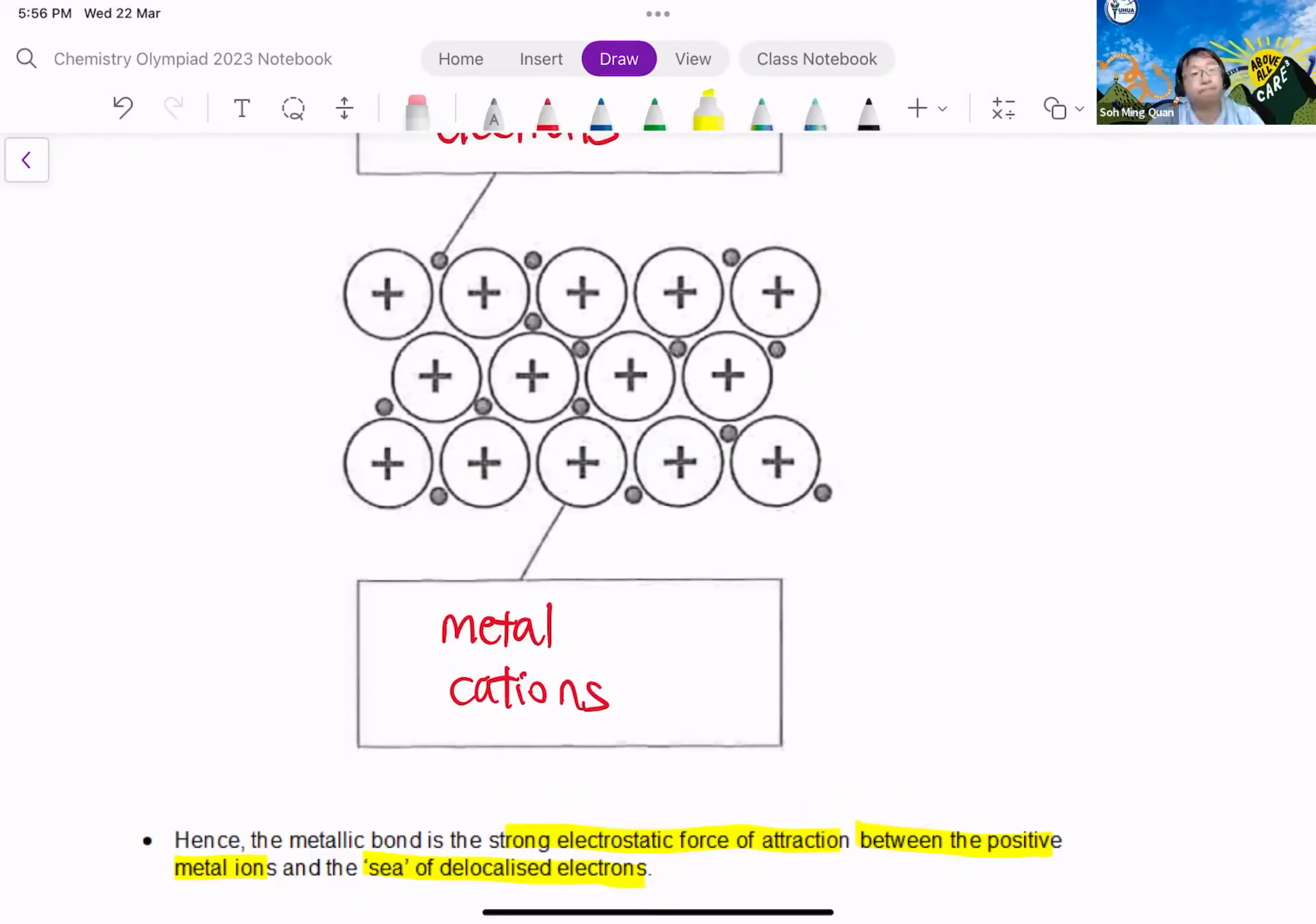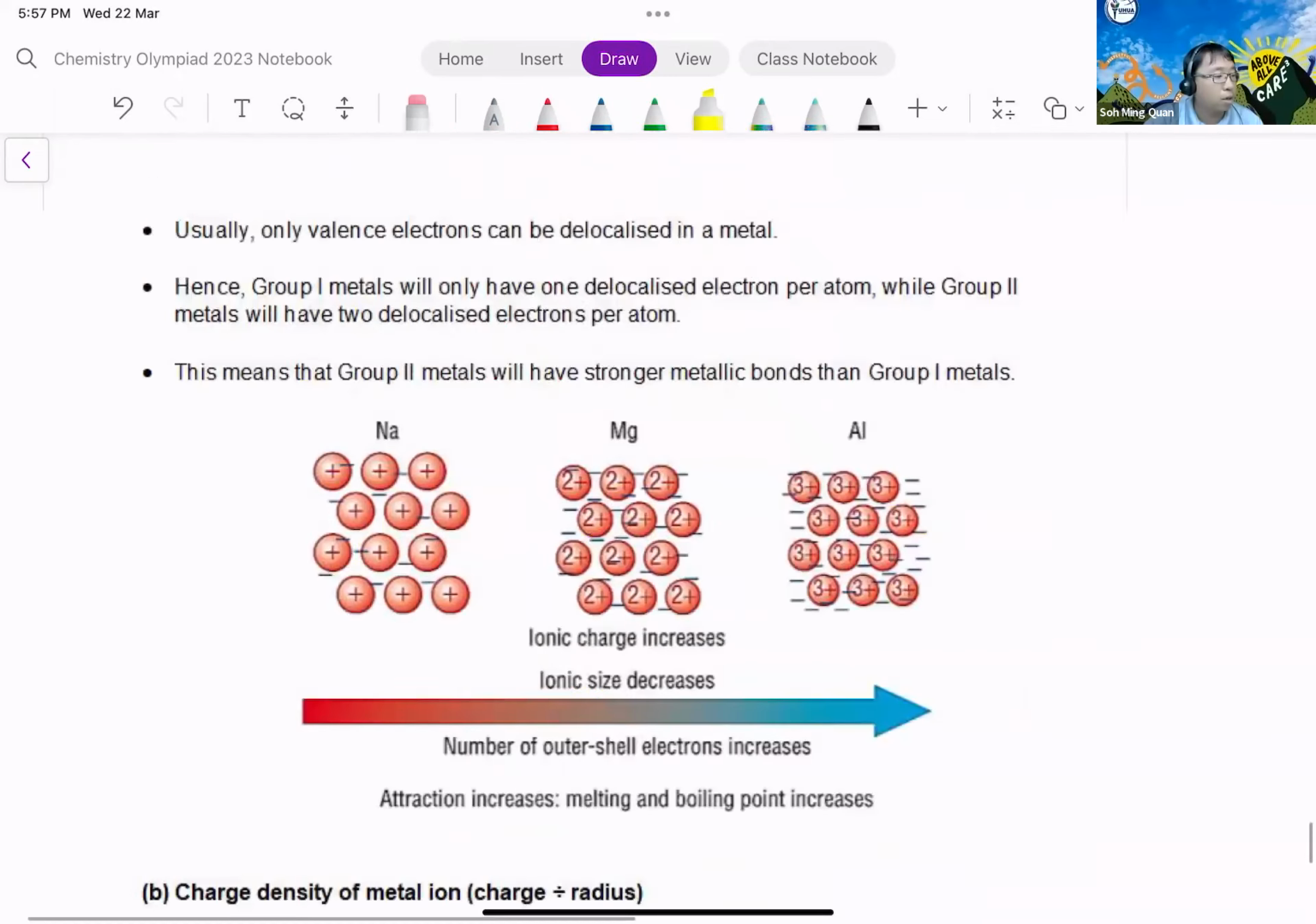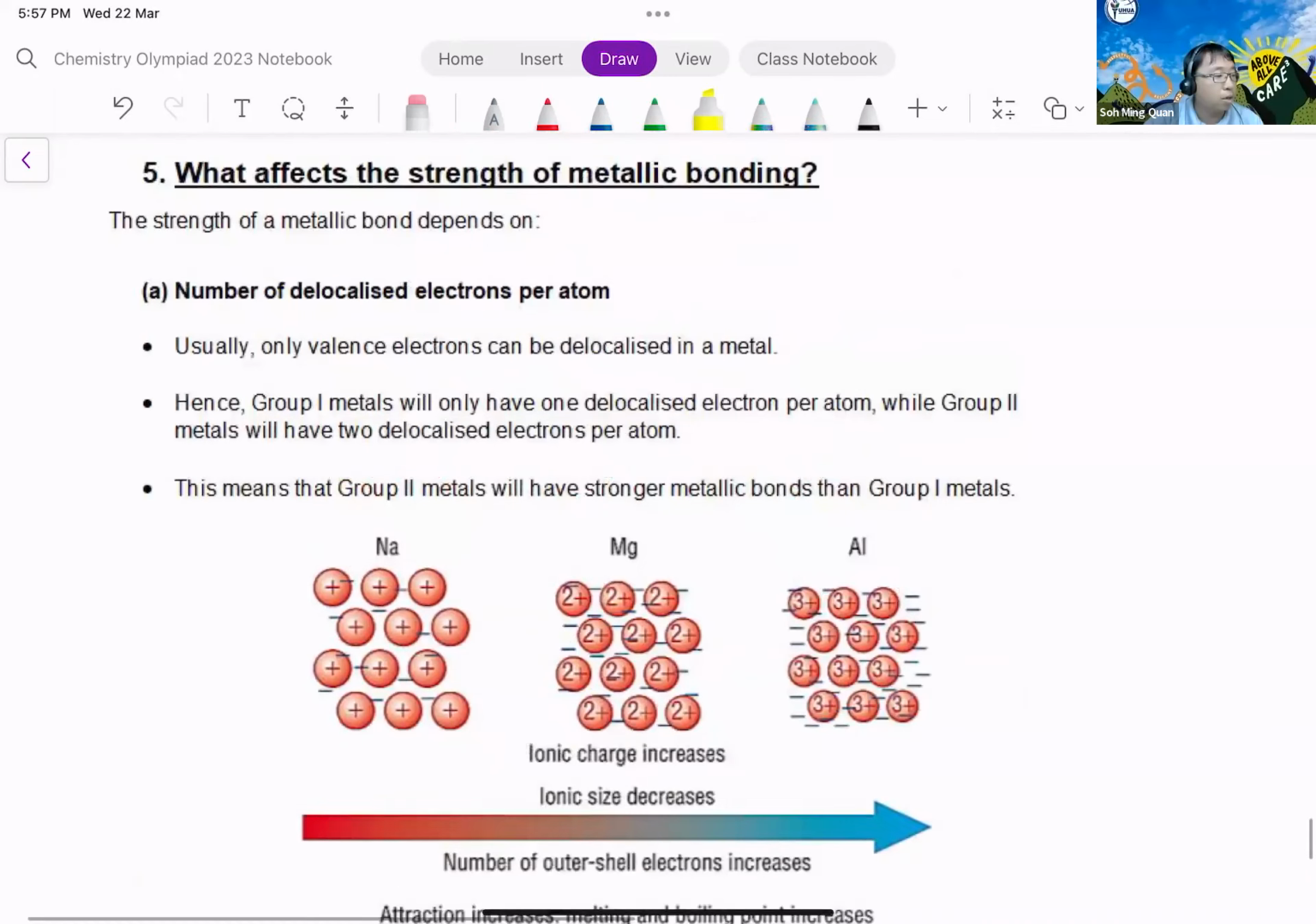So immediately you realize, oh my God, we are back to the strong electrostatic forces of attraction. This means that metals, in order to melt them or boil them, you will need a lot of energy in order to overcome these strong electrostatic forces of attraction. As a result of that, you can imagine metals have a high melting point, which is true. That's what you learned in Sec 1, right? Metals have a high melting point. Now, but today, let's talk about what affects the strength of metallic bonds.